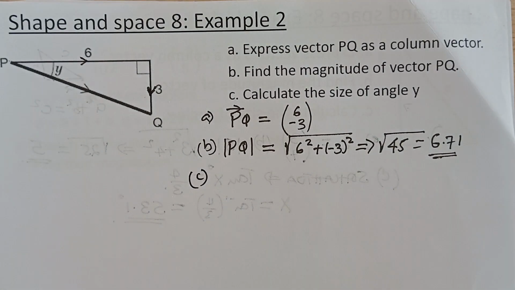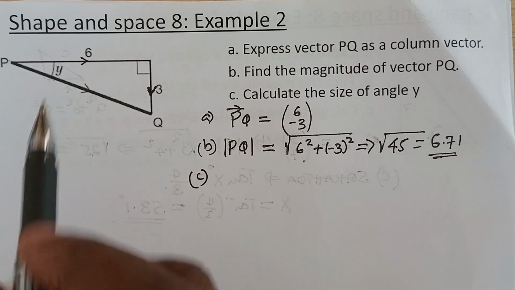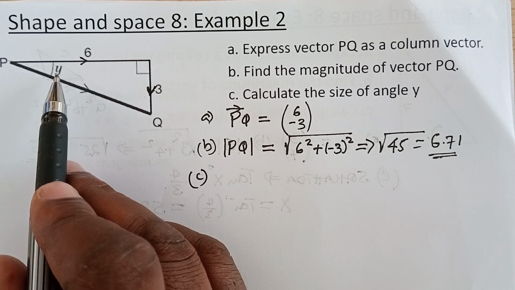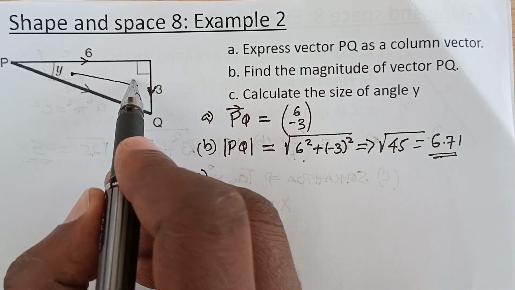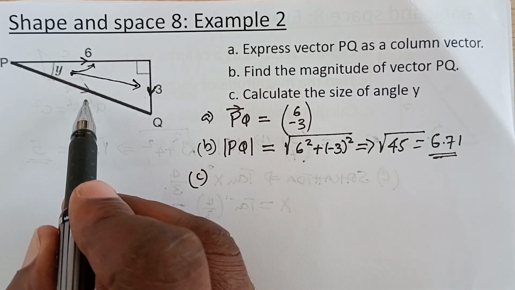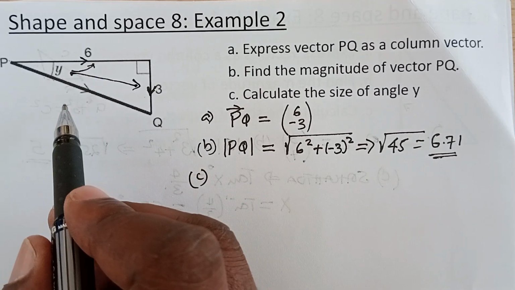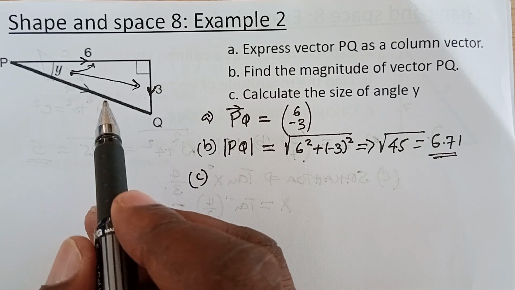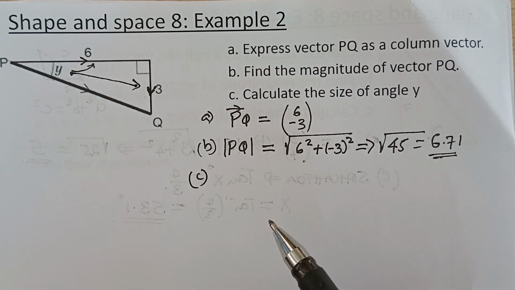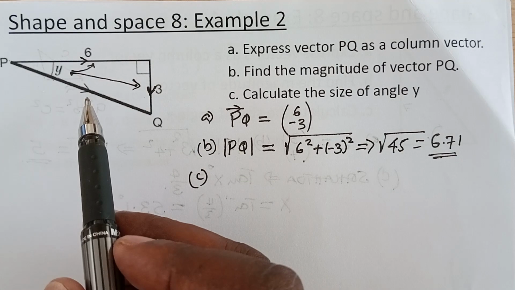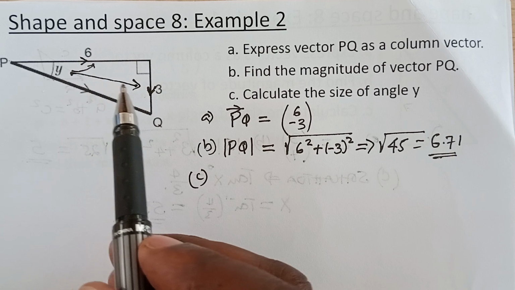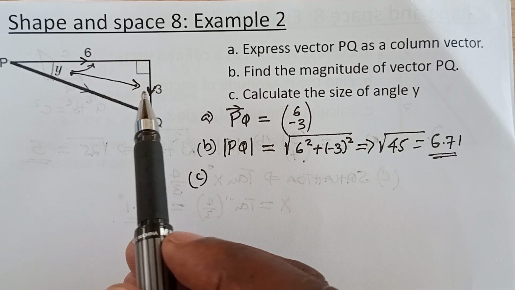Part C of the same question: calculate the size of angle y. According to the position of y, we have been given the opposite side and the adjacent side, while this is the hypotenuse. We cannot use the hypotenuse because we are the ones who calculated it ourselves. Yes, we are right, but assuming we were wrong, we would then transfer that mistake to part C. So it is always advisable to use the values and details already provided in the question and avoid what you have calculated yourself.